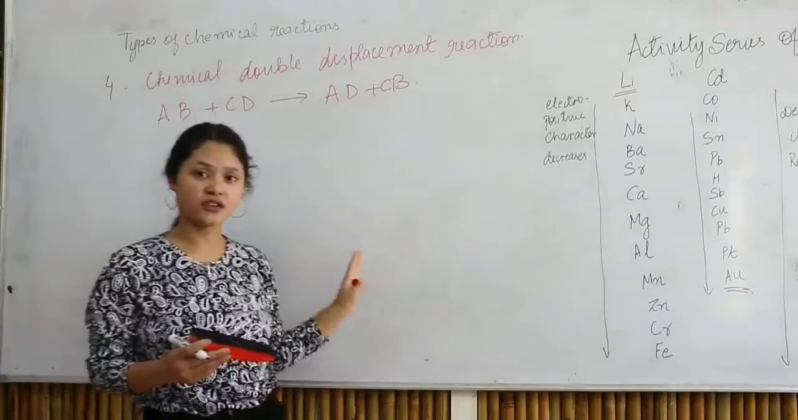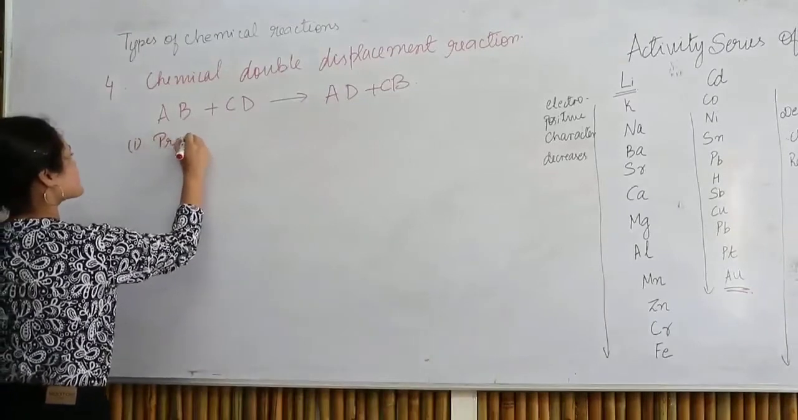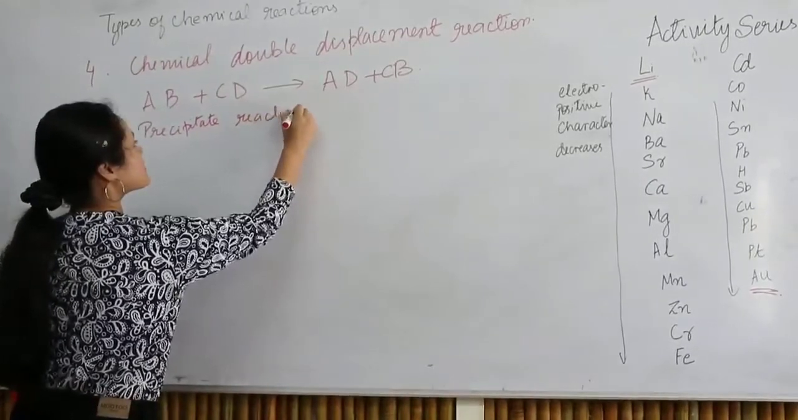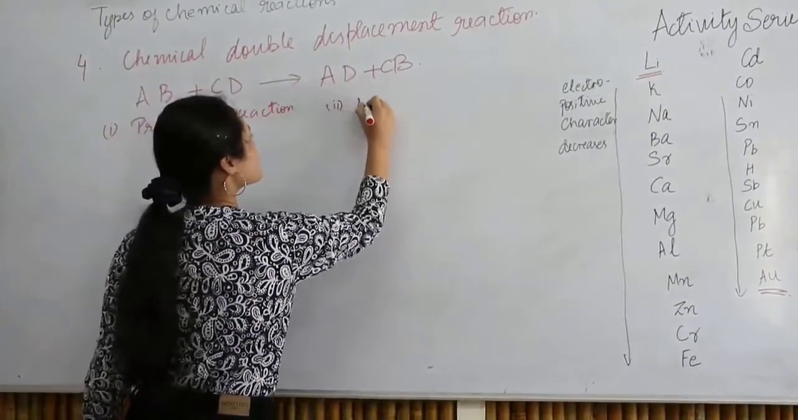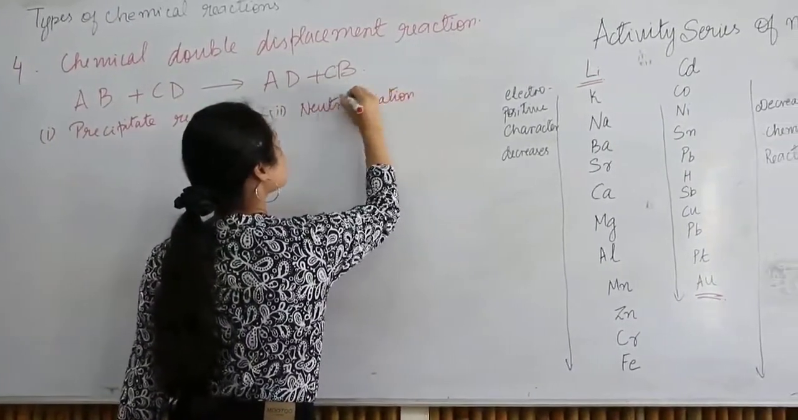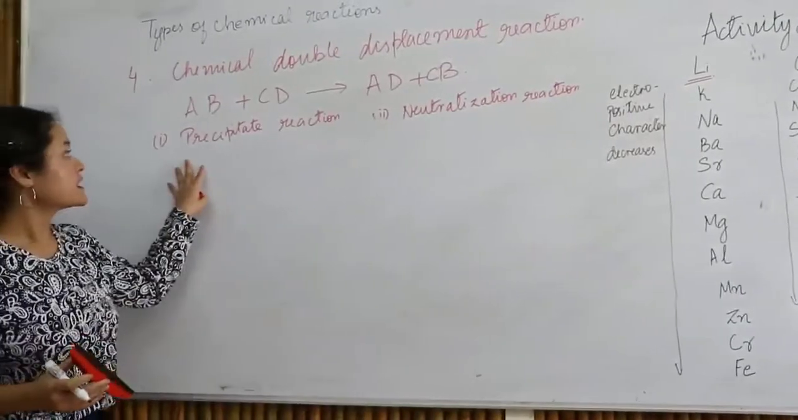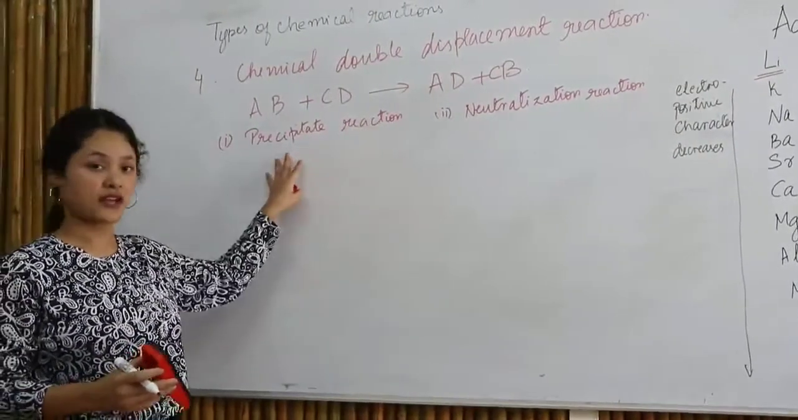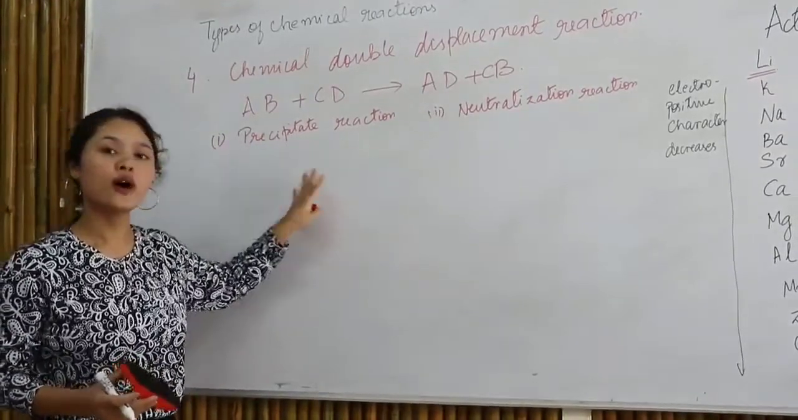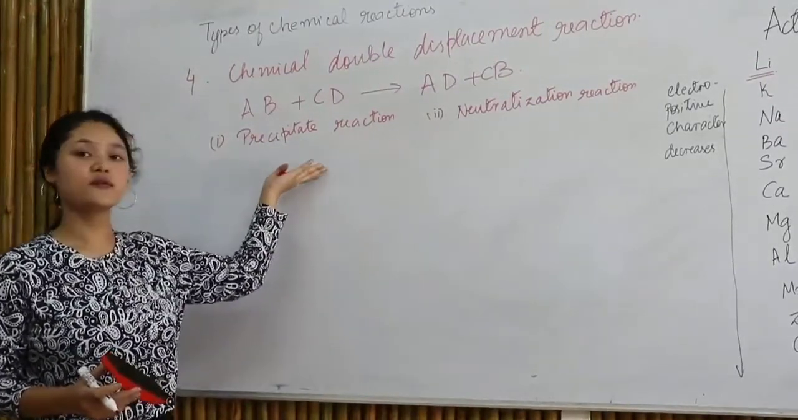Under this reaction, we can classify it into two types of reaction. One is the precipitate reaction and the other is the neutralization reaction. In this first type of chemical double displacement reaction, the precipitate reaction, it is a double displacement reaction where one of the products forms an insoluble salt, hence it forms a precipitate.